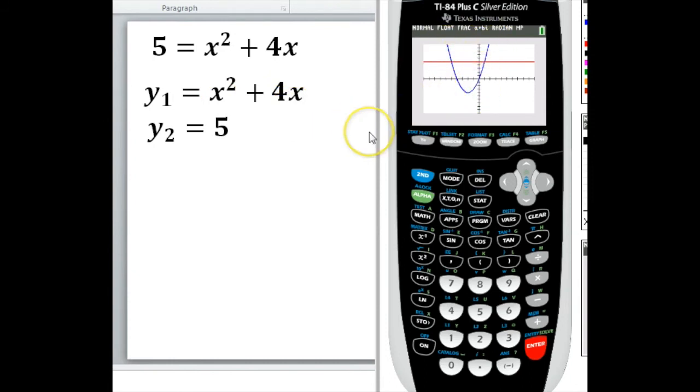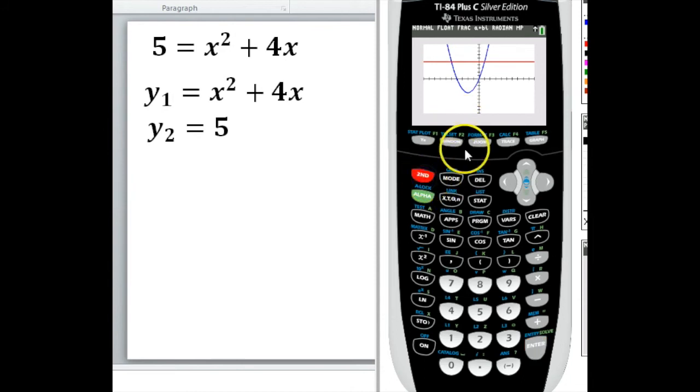Now, in order to solve this one, if you remember right, in quadratics we have two different answers. So what we're going to do is look for the intersection of these lines. We're going to look for the point right here where these two lines intersect. That will give us one answer, and the point right here where these two lines intersect will give us our second answer.